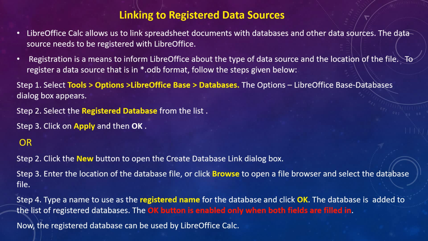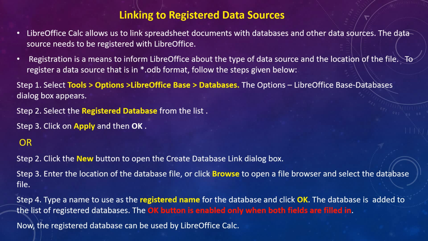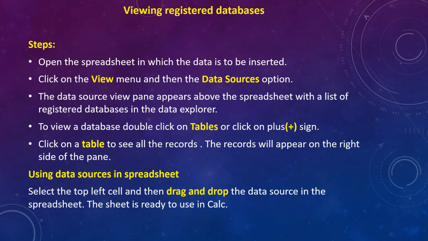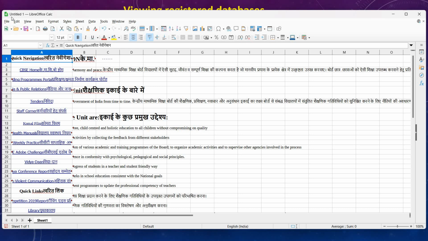After linking the registered database, we have to view that registered database in the spreadsheet using the View menu, and then click on data sources. Then we select a particular data source and its table, and then we can drag it to the spreadsheet and use it. So the two steps are: first we need to link the data source, then we have to view the data source. After that we can use it in our spreadsheet. So again, let us do it practically.